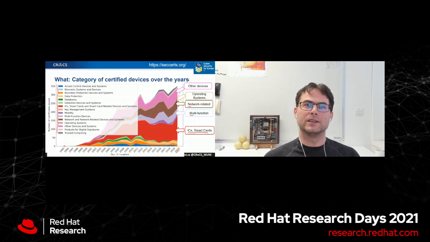The second thing is we don't really need thousands and thousands of different operating systems. So this is just a different way to visualize the same data. And here you see clearly that smart cards are the most commonly certified items. Other devices and network-related are below that. Operating systems are somewhere here with the rest. So this is one type of insight you can get.